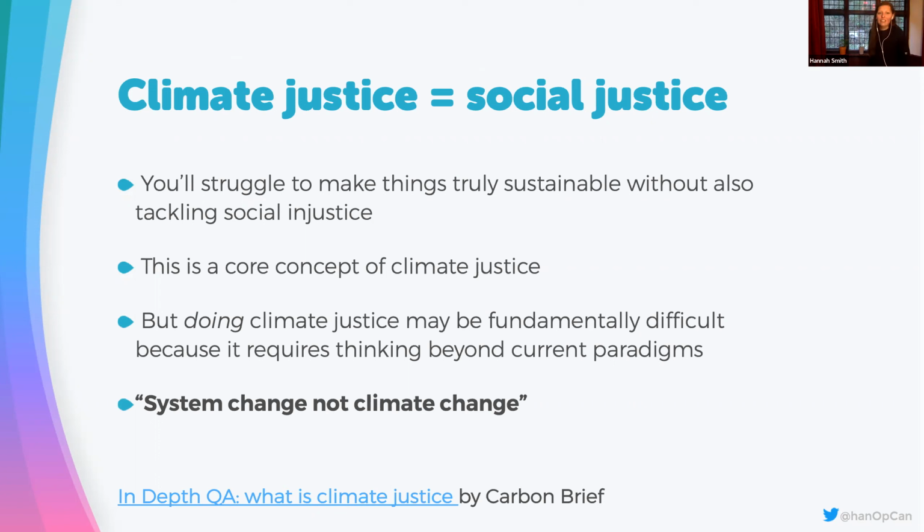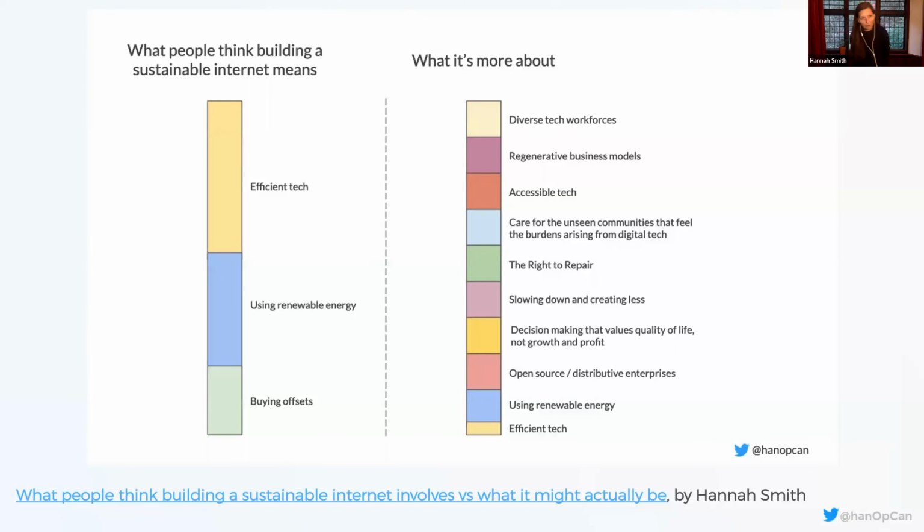Okay, so this is something I've been working on recently. I suspect that some of you perhaps came to this talk thinking that I would talk about the things on the left a little more than I have. So a lot of people think building a sustainable internet, again, I'm using a lot of these terms interchangeably, a sustainable digital something, means efficient tech, renewable energy, and buying offsets. But actually, it's far more complicated than that.